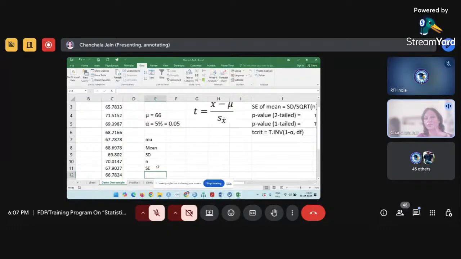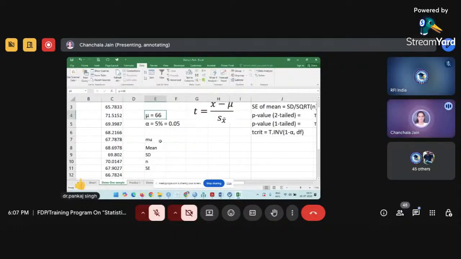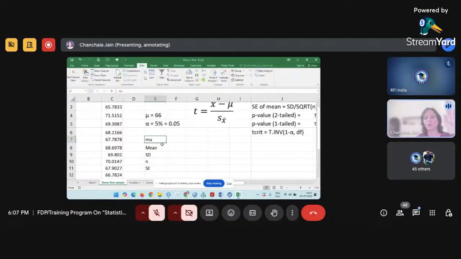Ma'am, this 66, the upper one, is the population mean, mu, and the one we are finding is the sample mean? Yes. Rather than inserting the symbol, I have written mu because we can read it as mu. There's no difference in that; the value will be 66 only. So I have typed it using my keyboard, and in the next cell I have typed 66.